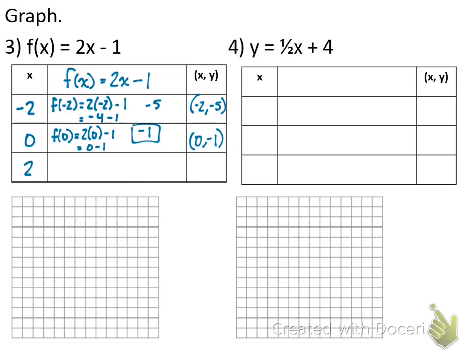Next one, 2. F of 2 is equal to 2 times 2 minus 1. 2 times 2 is 4. 4 minus 1 is 3. So we got 2, 3 as the outputs here, okay? So these ordered pairs now could be used as points on the graph, right? The first ones were our inputs, those were our ingredients, and then each of these is my output or the product, right? You all got that?